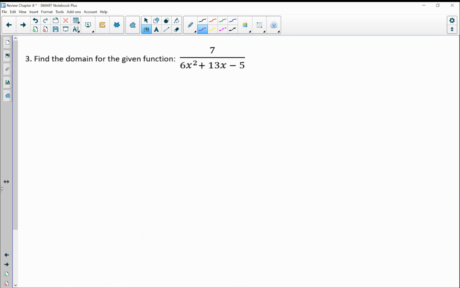Okay, this one we have our domain for a rational function. So when it's a rational function, remember the domain is going to be all real numbers except where the denominator equals 0. Okay, so we're going to take the denominator, set it equal to 0, and then solve it. And then once we get those points, we know that the domain would be all real numbers except for those values. Now this is a quadratic.